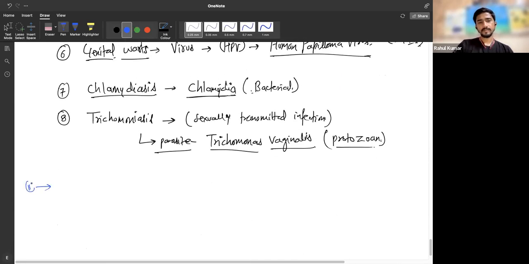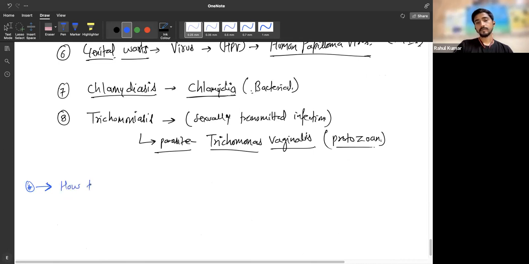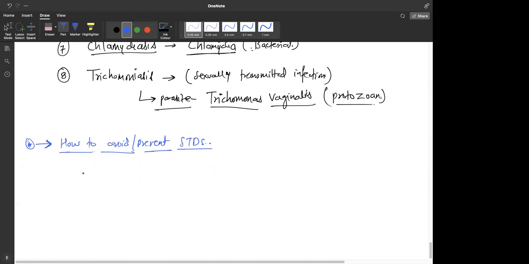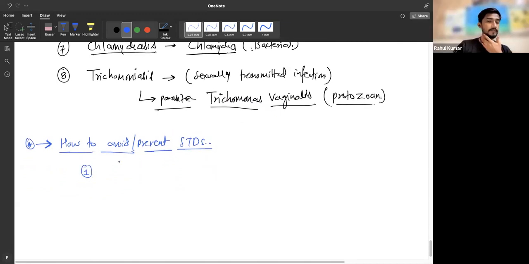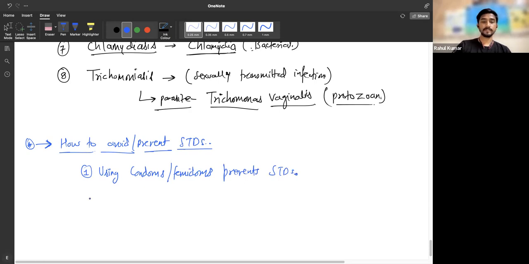Now, one thing which can be asked in your boards is prevention more than symptoms. How can we avoid or prevent STDs if we cannot treat them? We cannot treat all, only a few can be treated, and those also when they are detected at early stages. So how to avoid? What do you think? Using IUDs? No, IUDs will never prevent. There's only one thing: the barrier methods, condoms and femidoms. Condoms and femidoms are the only methods that prevent STDs. No other method prevents STDs at all.